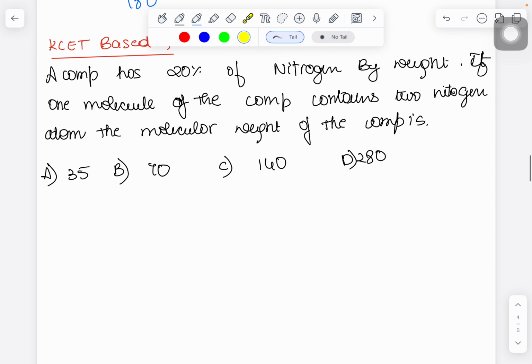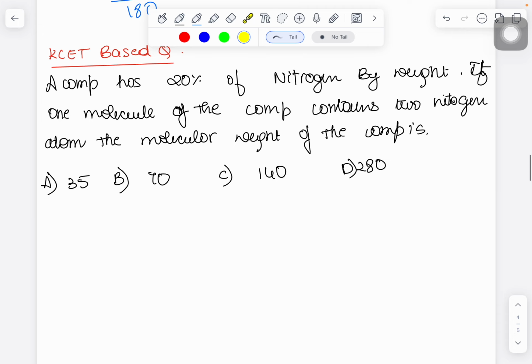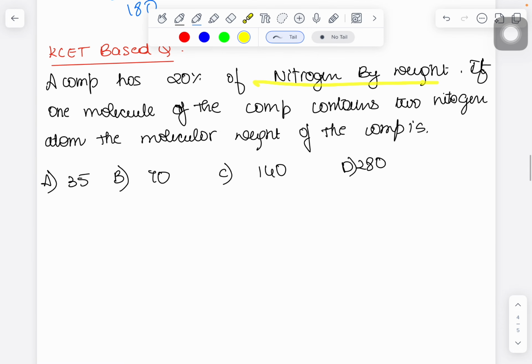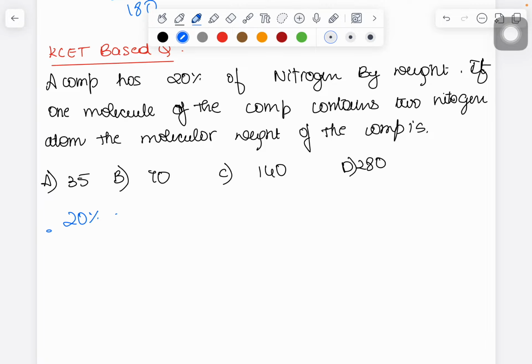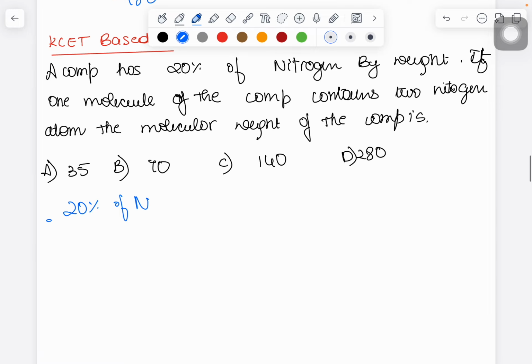Let's see one more KCET based question. A compound has 20% of nitrogen by weight. If one molecule of the compound contains 2 nitrogen atoms, find the molecular weight of the compound. So now let's see what's given. They're saying there's 20% of nitrogen by weight, so this is the mass percentage. They have mentioned by weight, so it is a mass percentage value. If they had given by volume, then this value would be a volume percentage.